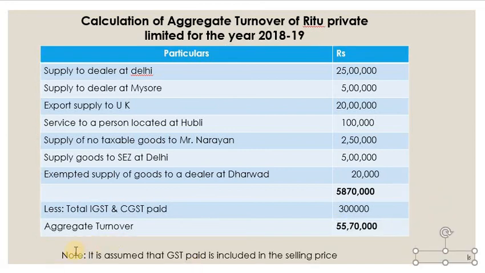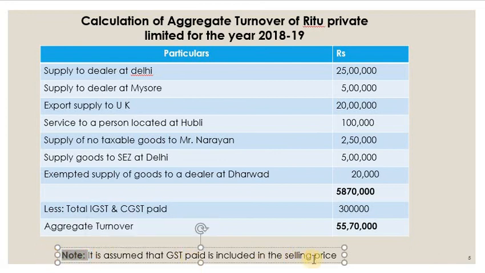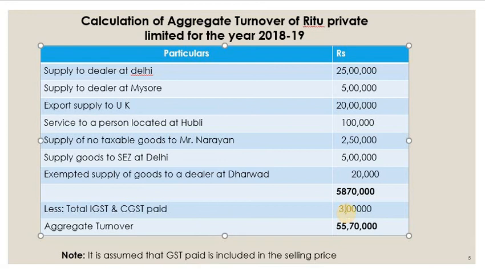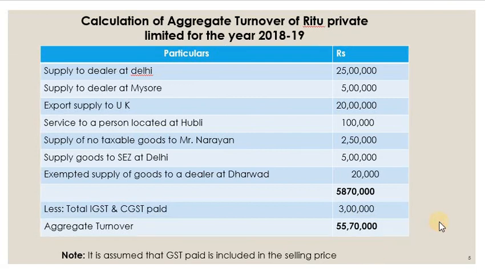So we have given a note that it is assumed that GST paid is included in the selling price. That is usual practice. Actually, the selling price is usually inclusive of GST. So we assume that it is already included, and that's why we have deducted here. So what we can conclude is, since the aggregate turnover is 55,70,000, he is liable for registration. He has to register because it is more than 40 lakhs.